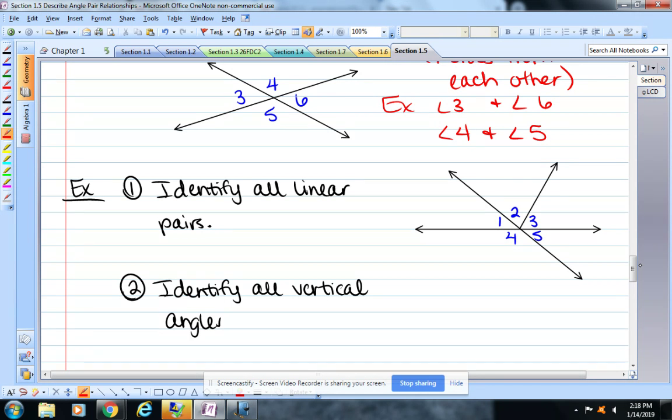All right, let's do number 1 first. It says identify all linear pairs. Now, what does a linear pair mean? They make a what? A line. So which angles, give me a set of angles, and it could be more than 2 actually, that all together make a straight line. 1 and 4. Y'all see that? 1 and 4 makes a line. Yeah, you can look on the bottom too. So angle 1 and angle 4.